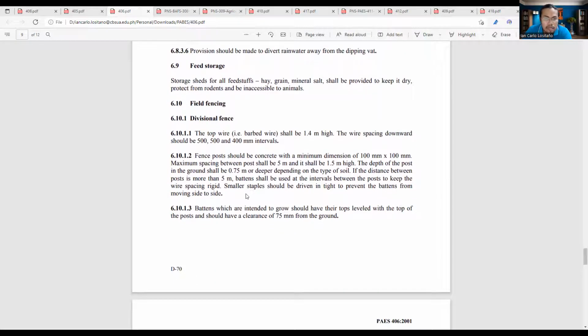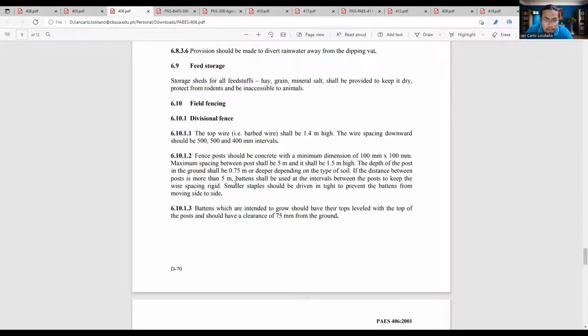For the fencing, top wire could be used as high as 1.4 meters. Fence posts should be concrete with a minimum dimension. There are different types of materials for fencing. You could use steel, fiberglass, or wood, but here the recommendation is concrete. The depth of the post shall be 0.75 meters. This is mandatory.